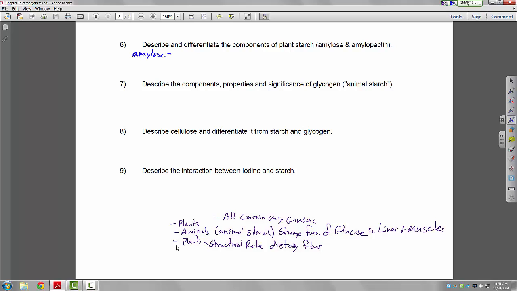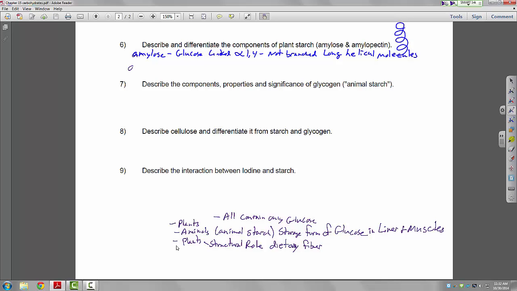Amylose, right, it only contains glucose, so I'm just going to say glucose linked alpha 1,4. It is not branched, so it's a very long helical molecule. What is a helix? It's a coil. Right? It's a long helical molecule containing thousands of these glucose monomers, and it turns the iodine blue.